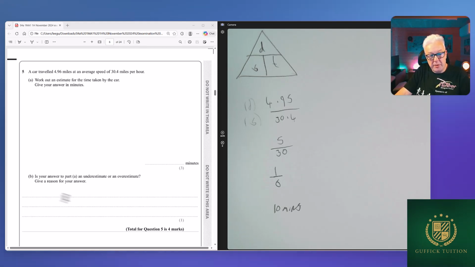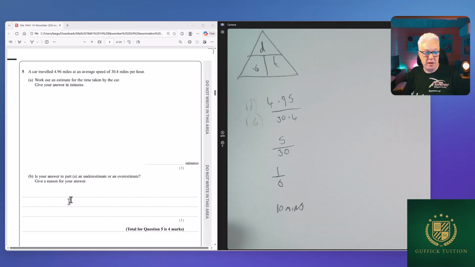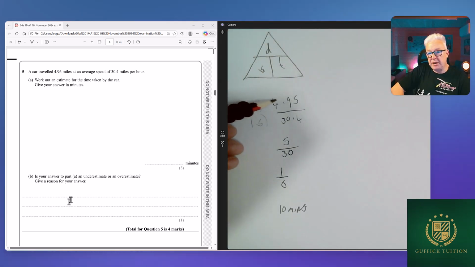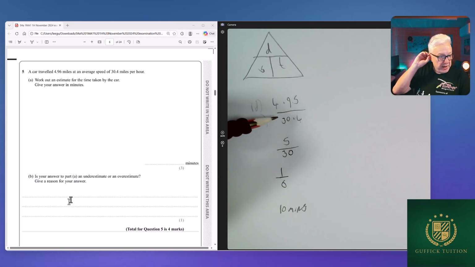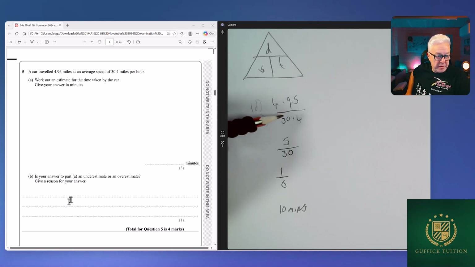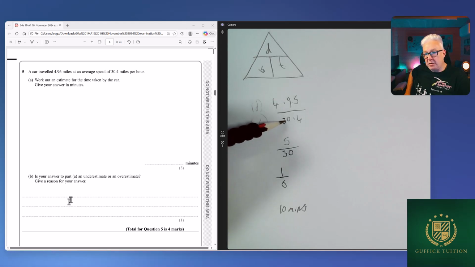Is your answer an underestimate or an overestimate? Give a reason for your answer. It's kind of hard to say really, because, let's think. We rounded this one up, but we rounded that one down. Let's see what they are saying. They're saying it's an overestimate, because we're dividing by a smaller number. We rounded this one down, and we rounded that one up. So because this one was rounded down, when you divide by a smaller number, the answer is going to be bigger than it would have been otherwise.